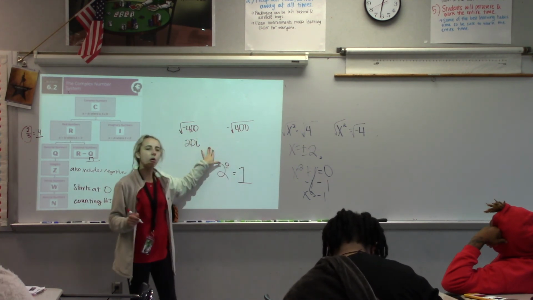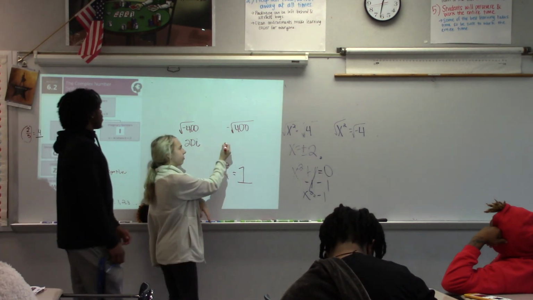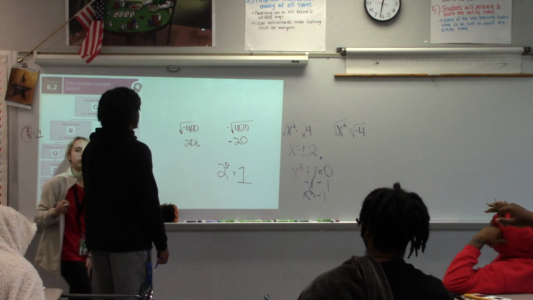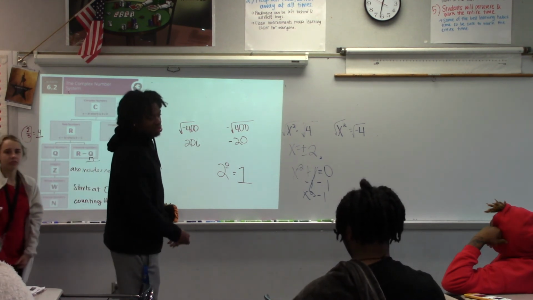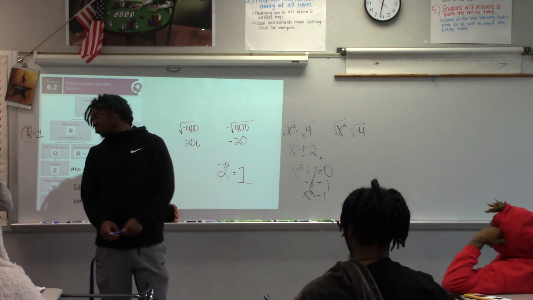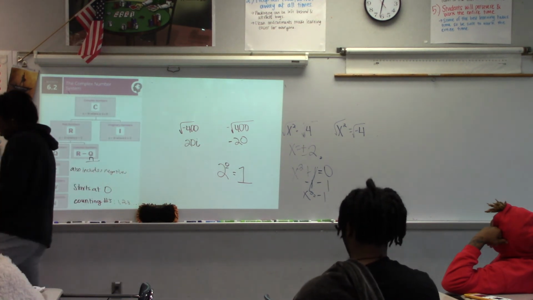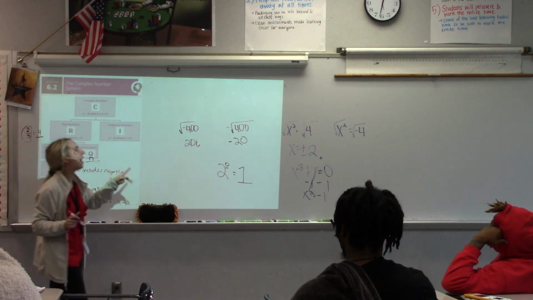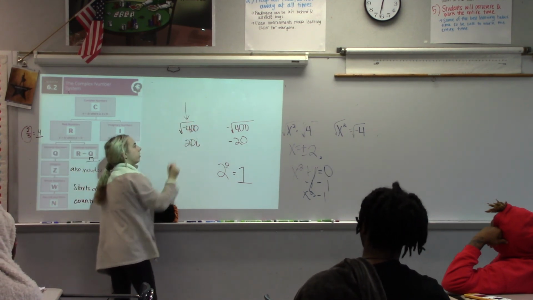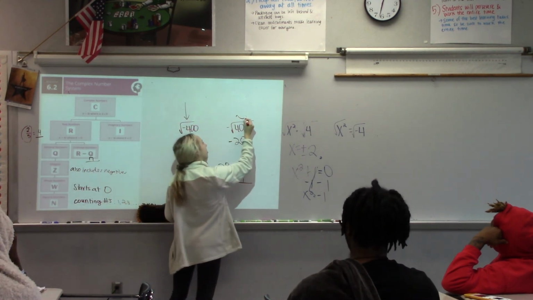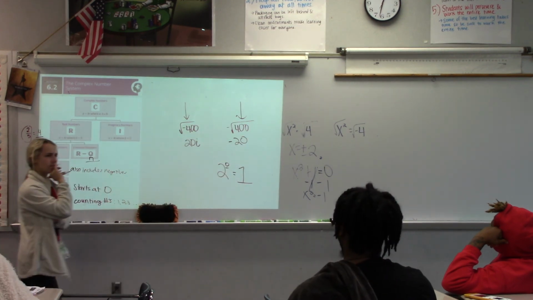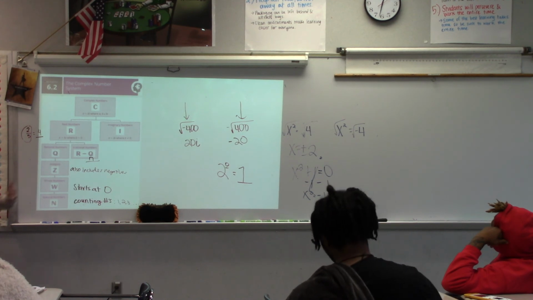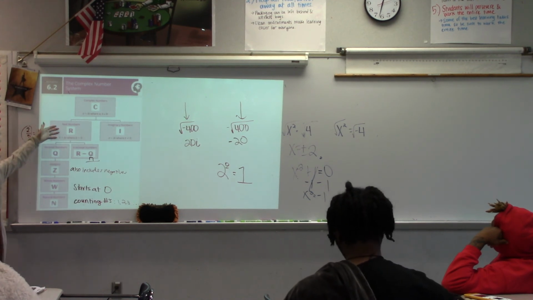Since my negative is on the outside, does it make it imaginary? No. This one would equal negative 20. So how would we classify this card? Imaginary. And how would we classify this card? It's a negative integer, so it is a real number.